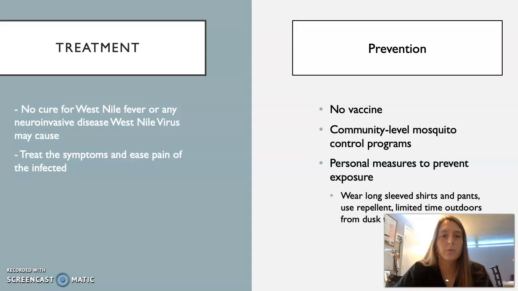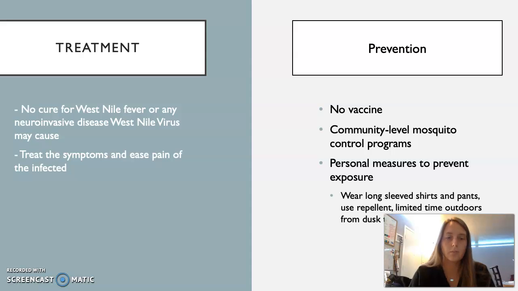Okay, so the treatment and prevention. There's no cure for West Nile fever or any of the neuroinvasive diseases that West Nile virus may cause. For West Nile fever, the symptoms just go away on their own within 2 weeks. Unless you develop one of these neuroinvasive diseases, they don't really do anything other than the typical go home, rest. But for the neuroinvasive diseases, they will treat the symptoms and try to ease the pain of the people who have been infected with the virus.